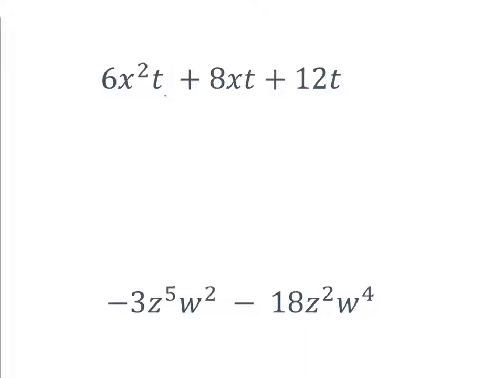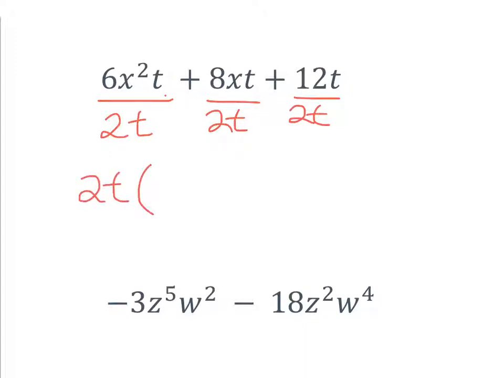Now, what variable do they have in common? They all have the letter t. And the lowest exponent is just the t because they all have just the plain t. Now I'm going to divide each one by that GCF.